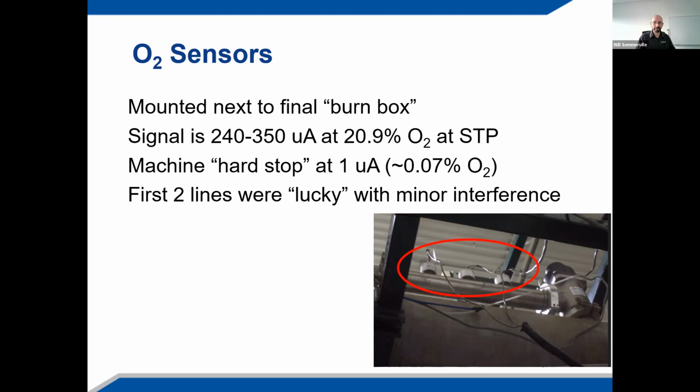I know I'm covering a lot of ground here, but I think we can all agree you do not want oxygen in your hydrogen machine. And we put in several systems. The first 2 systems actually were pretty lucky. We had a little bit of interference, but you can imagine when you're looking for 1 microamp and you have about a megawatt of electrical power being consumed next door in the next room, it's very easy to pick up a microamp of current here.